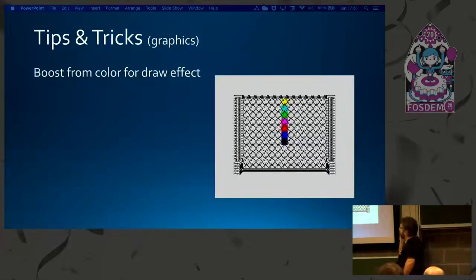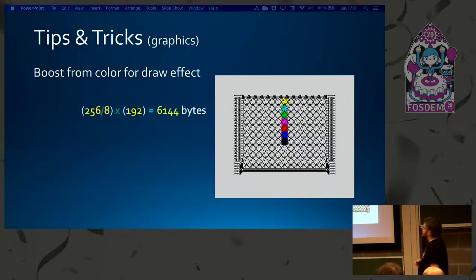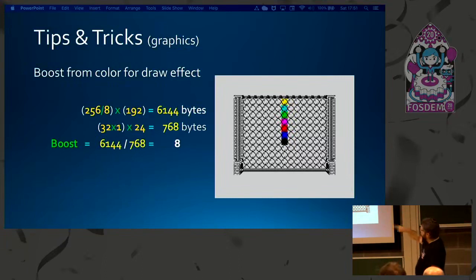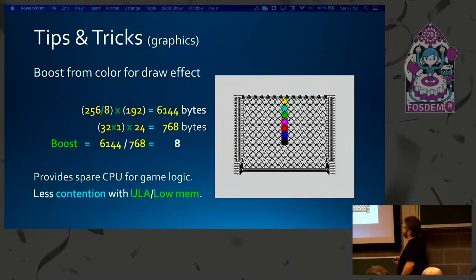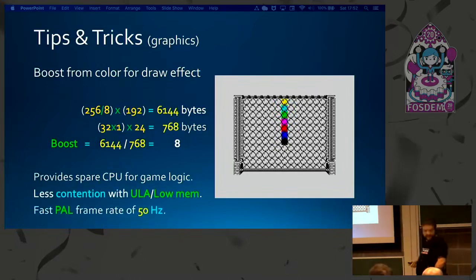So going back to the color for draw effect, what boost does this actually give us? This is what we were used to in terms of bytes, right? But if I only process the colors, I have a boost of 8 times. So I have free time for computing game logic, and I have less contention with the ULA, so some more cycles that I can eventually use, okay? And for the 50 hertz PAL frame rate, I can actually do 50 hertz if I'm careful with the code and optimize it.